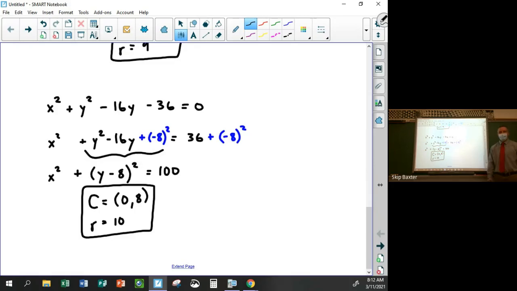Any questions on that? That's all there is to it. That's just completing the square to find the center and radius of the circle.